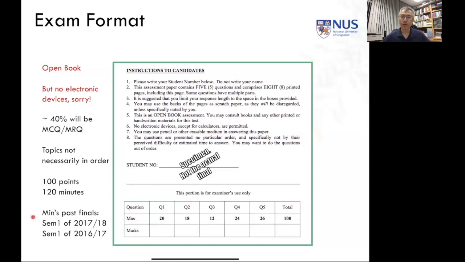I have written a couple of past final exams that you can refer to. Again, the NUS Digital Library has all of these, but no answers to them. If you want answers to the questions, you might ask on the forum or come to some of the consultation hours that will be posted later.